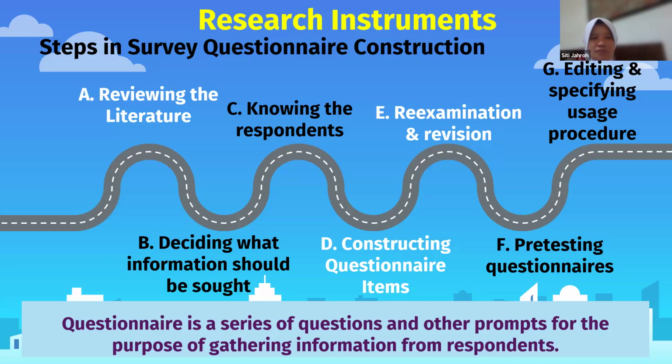And then number 3, knowing the respondents. If you know what kind of data, then you decide from whom or from what institution you can get the information. So you should decide who the respondents are. That's number 3. Number 4, constructing questionnaire items. You have the objective of the study, the objective of the research, and then you construct the questionnaire items. So sometimes the students ask me, is there any standard questionnaire?